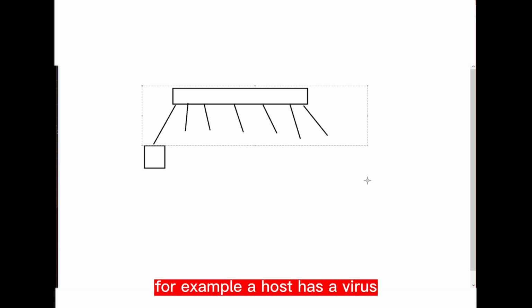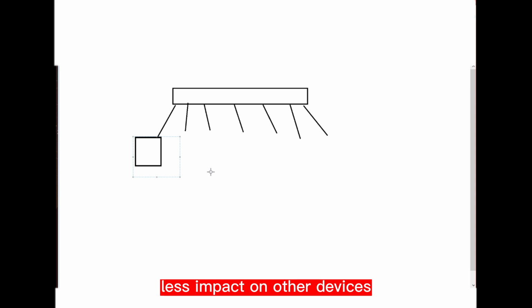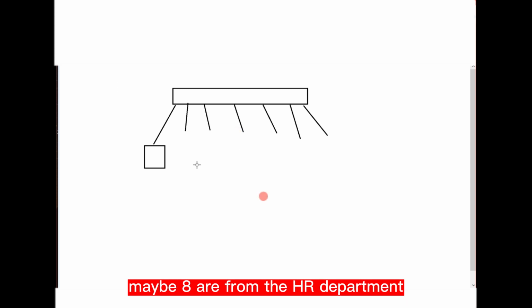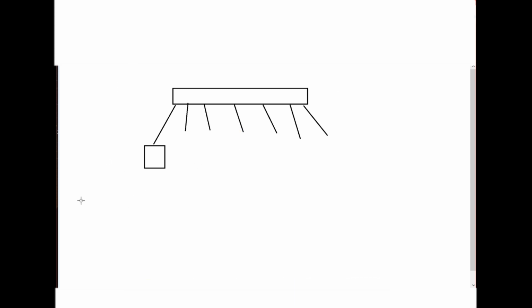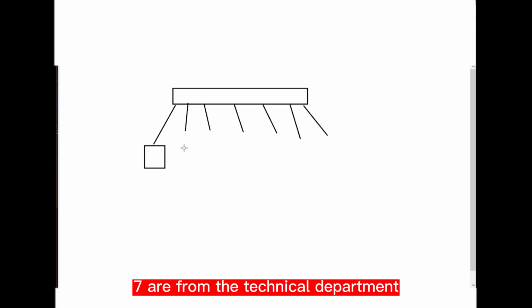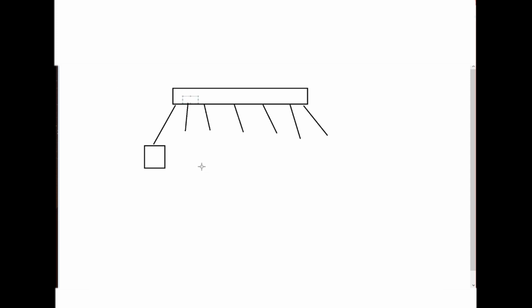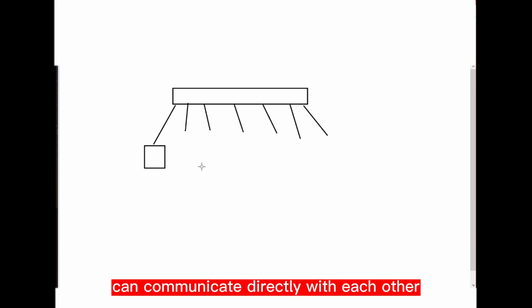For example, if a host has a virus, there is less impact on other devices. Same thing: 40 hosts now. Maybe 8 are from the HR department, 6 are from the sales department, 7 are from the technical department. The business between them can also be isolated, and they can still communicate directly with each other when needed.